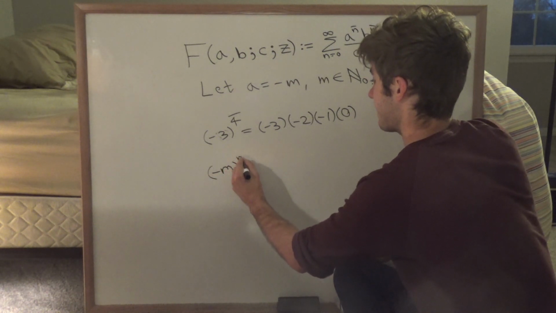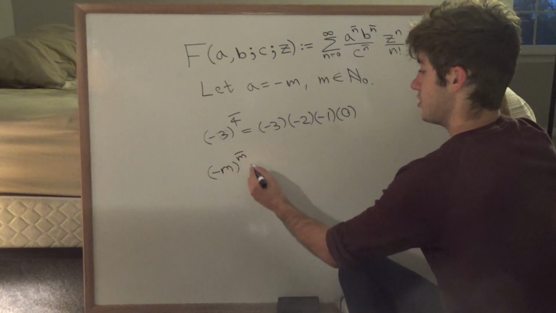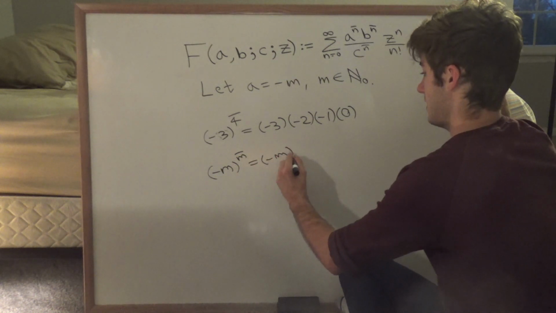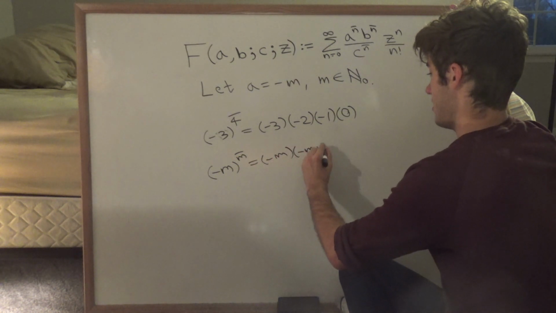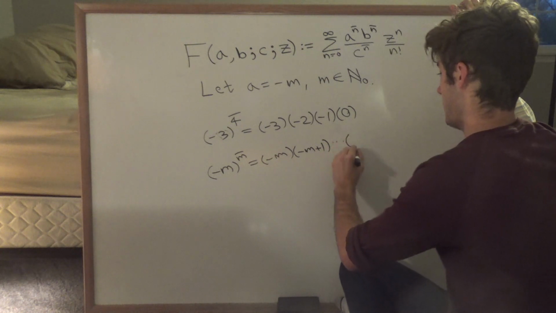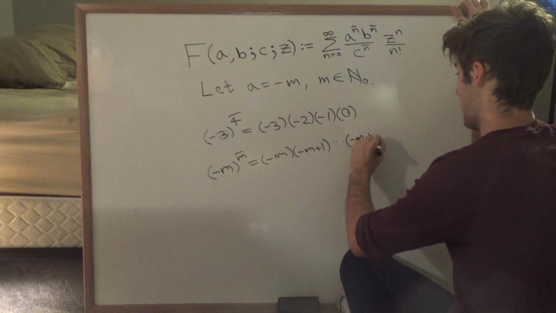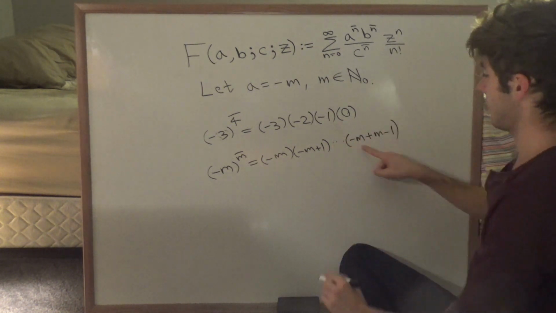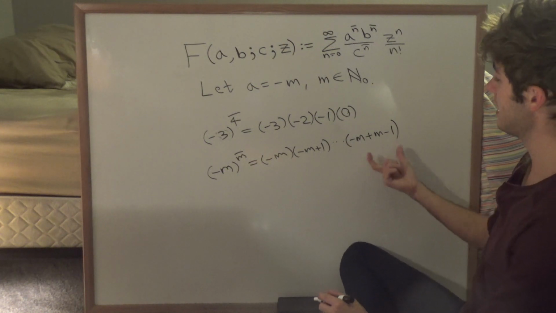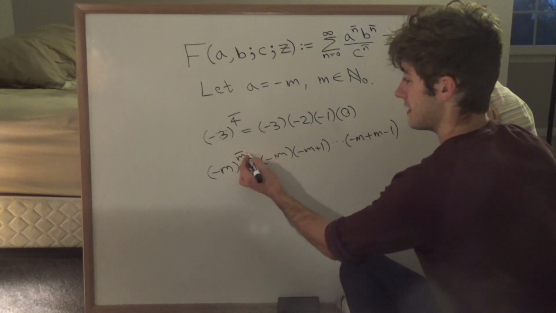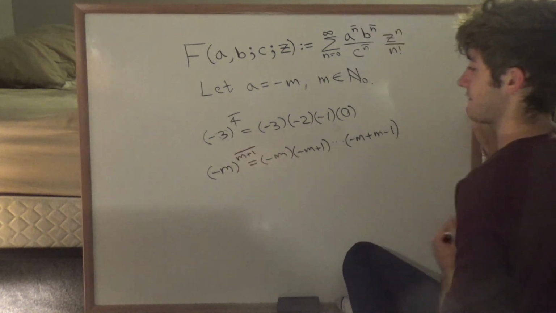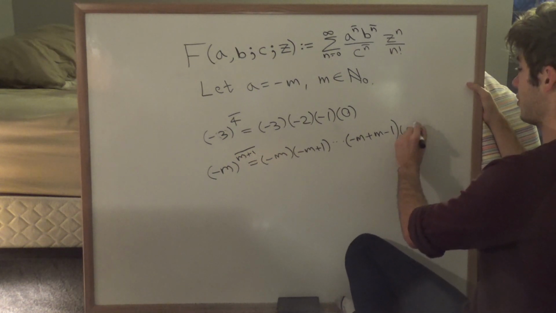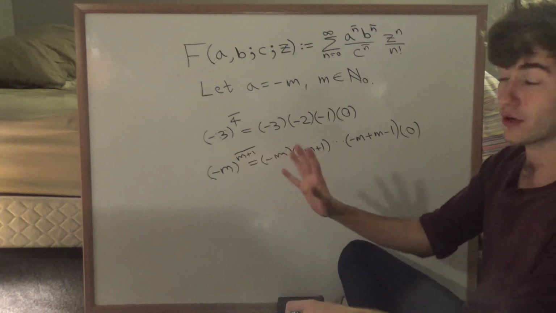Because imagine you have the mth rising factorial of negative m. Well, this is just going to be negative m times negative m plus 1 all the way up to negative m plus m minus 1. But of course, negative m plus m minus 1 is just negative 1, and the next step after that would be 0. So if we did the m plus first rising factorial of negative m, we would just be multiplying by 0 in the end, and everything goes away anyway.